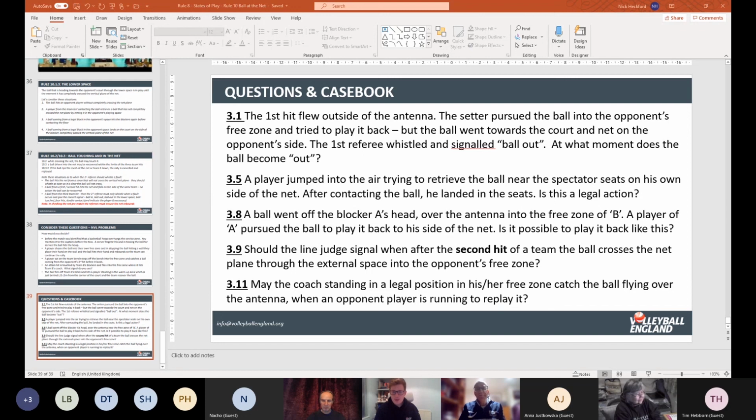So when you were covering ball out earlier, Nick, Tim had asked, if the ball just touches the block and then hits the coach, should we signal touch or out? In that instance, it would be out, because the coach is still a person out of play. So in that case, it's always out. We had, oh, go on, sorry, Nick.